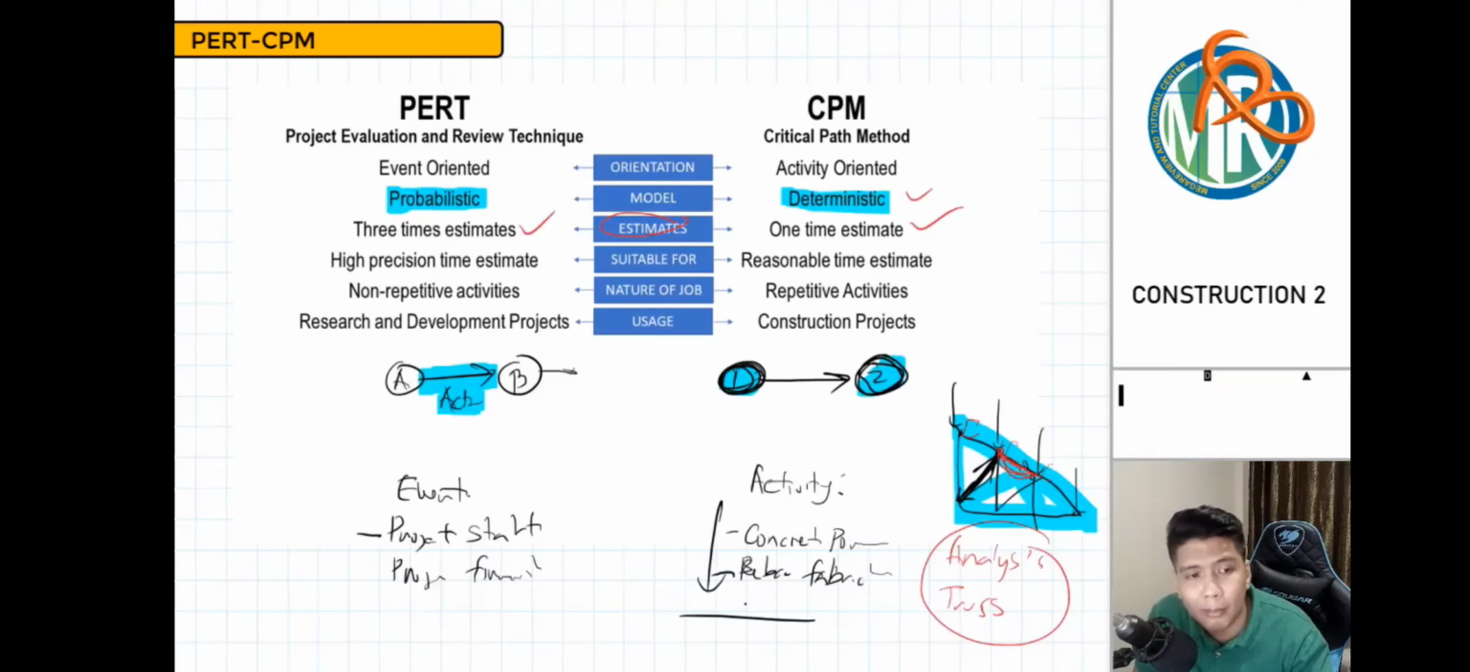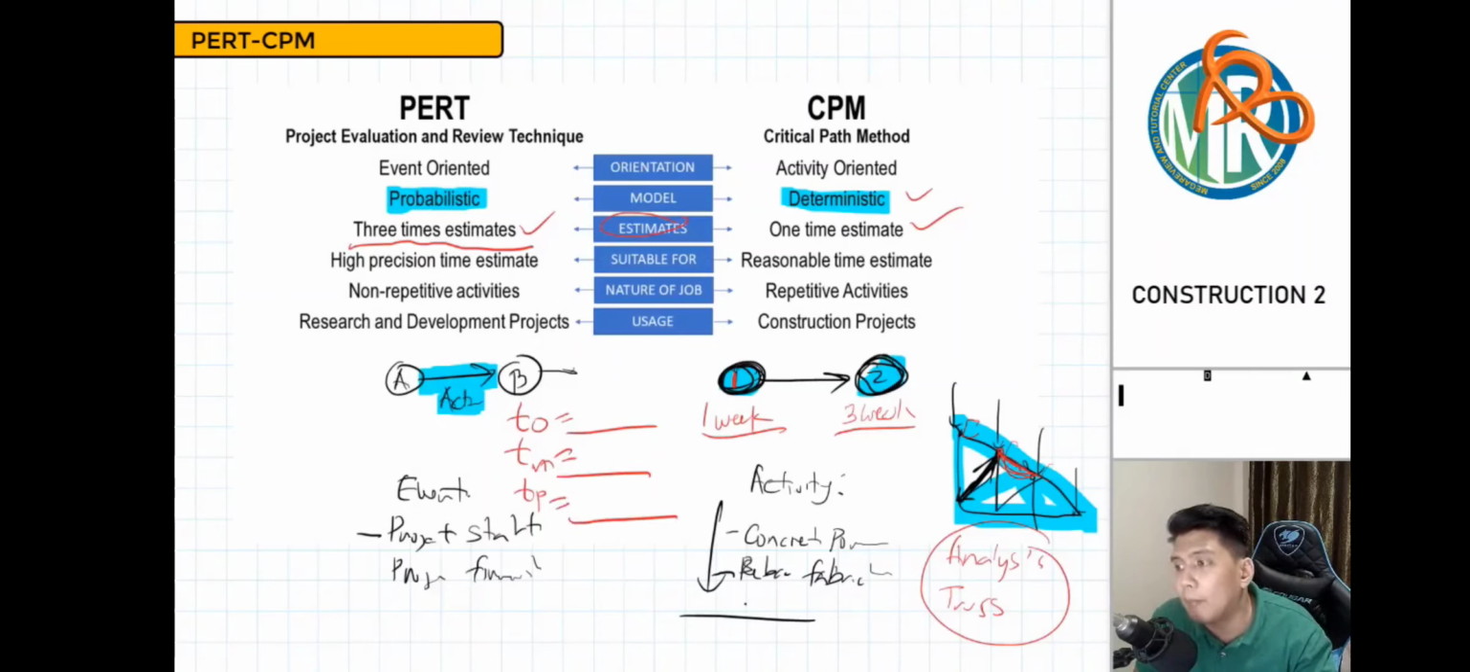In PERT, we have three-time estimates. What time is that, sir? For example, you have activity 1 in our node in our CPM. Let's say activity 1 will take 1 week. Activity 2, let's say, 3 weeks. So per activity, we only have one time duration to finish it. While in the PERT process, in one activity, we have three time durations. First is the optimistic time. Optimistic, as the word itself says, is wishful thinking, meaning we assume that the project will finish at the earliest time. Then we have the most likely time, which is what we think will most likely happen.